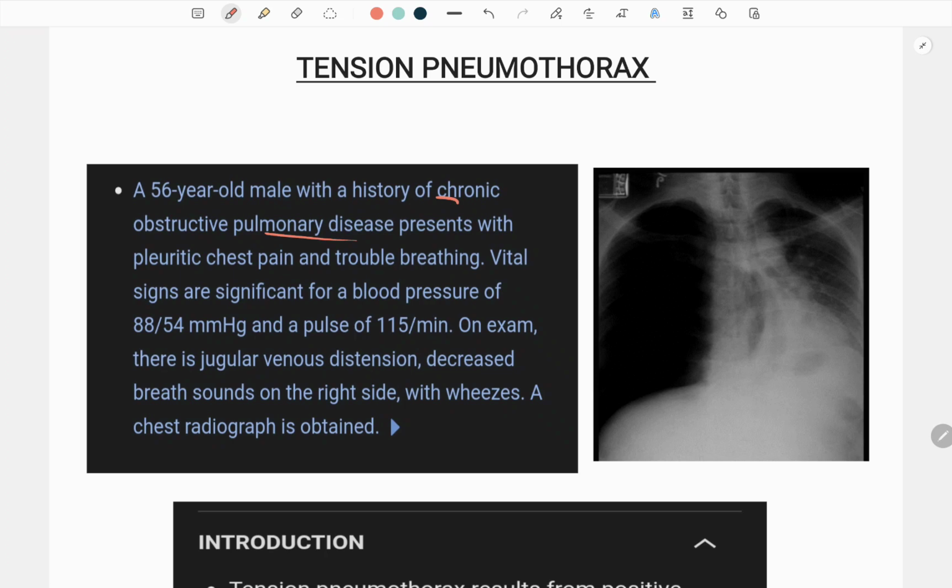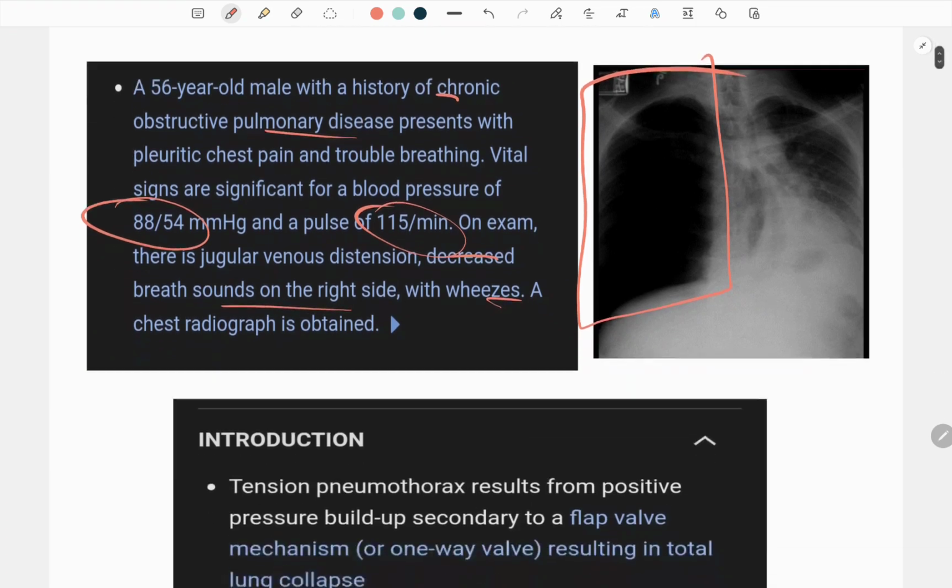and trouble breathing. Vital signs are significant for blood pressure of 88 over 54, pulse is 115. On physical exam, there is jugular venous distension, decreased breath sounds on the right side, and wheezing. A chest radiograph is obtained, and it's completely black on the right-hand side, and this indicates tension pneumothorax.